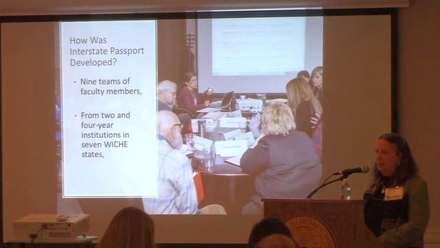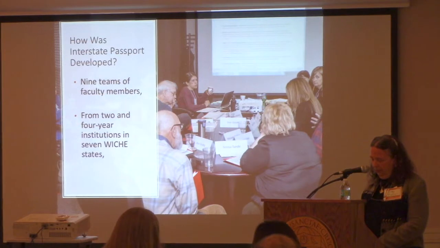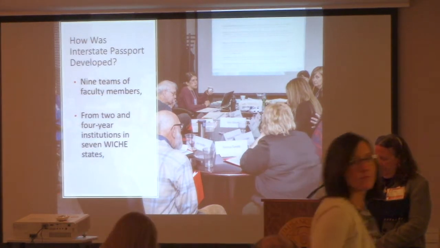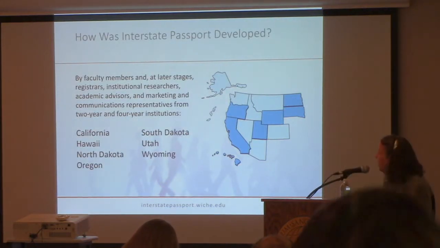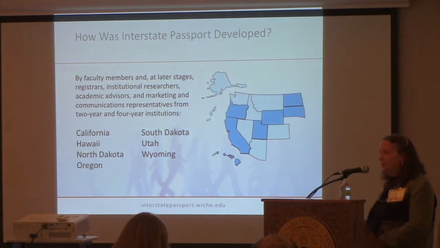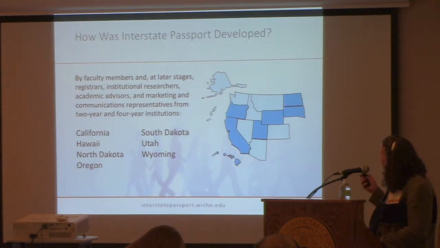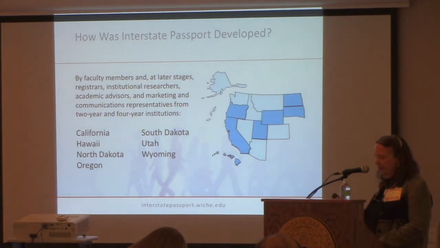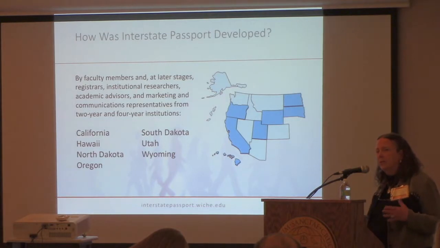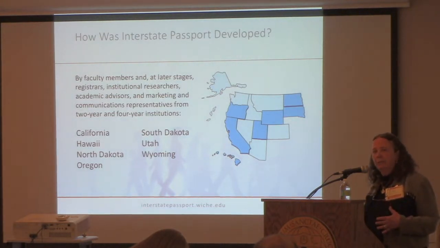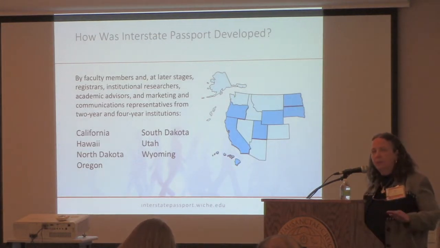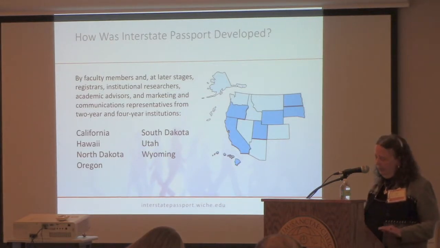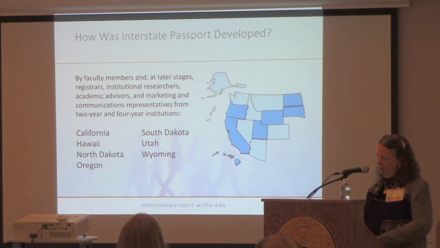So each state sent teams of faculty to these meetings to talk about learning outcomes. And the states that were involved in this are Oregon, California, Hawaii, North Dakota, South Dakota, Utah, and Wyoming. Now this project started out very much focused with faculty. In fact, the leadership team set up some guiding principles for developing this particular program. And that was that it be faculty-driven from the start, it be student-focused, it respect institutional autonomy, and that there would be quality assurance measures built in.